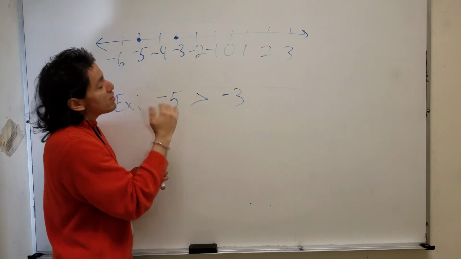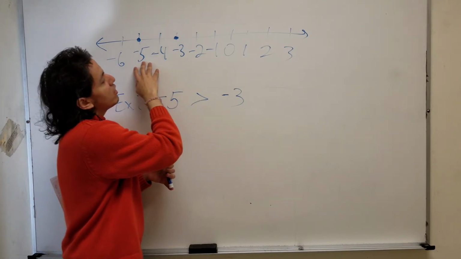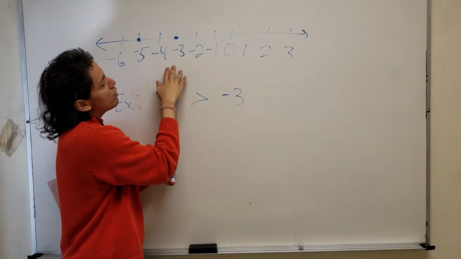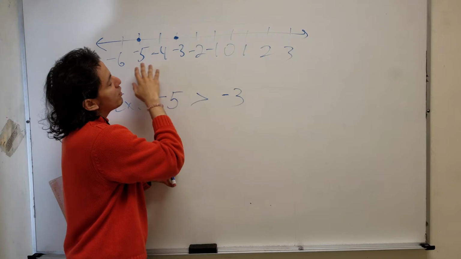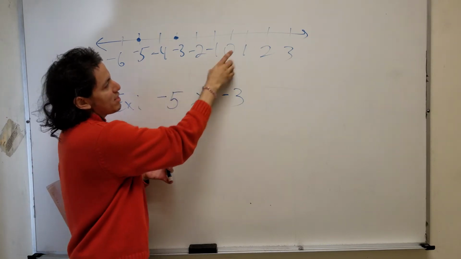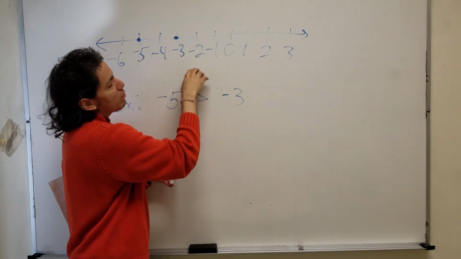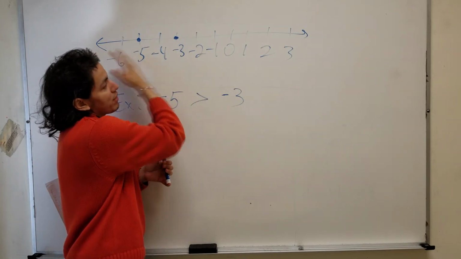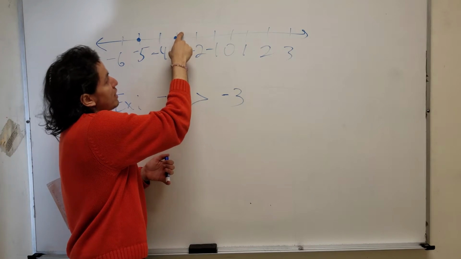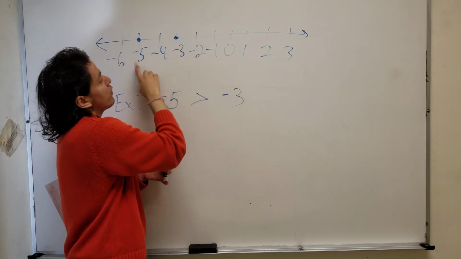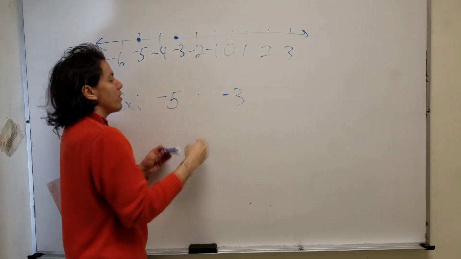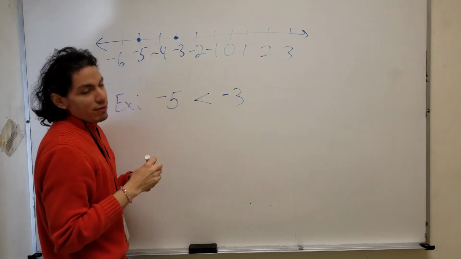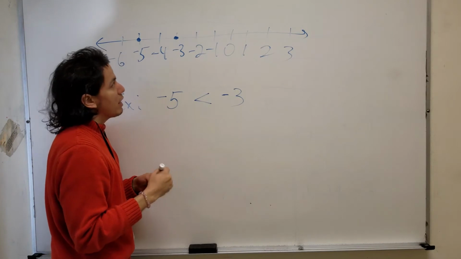So understand that logic, because think of it this way. The closer the number is to 0, that means that number is actually greater than every other negative number there. So negative 3 is closer to 0 than negative 5. Therefore, negative 5 is actually less than negative 3. Think of it that way.